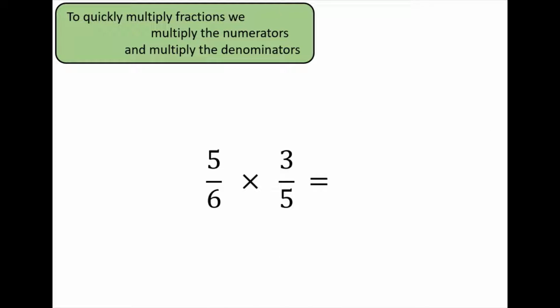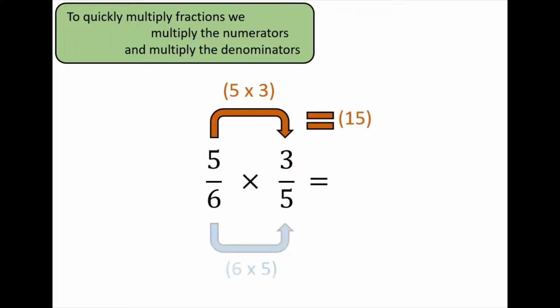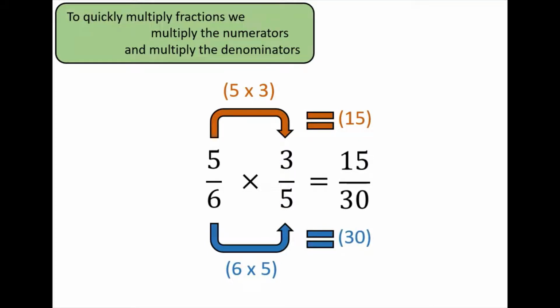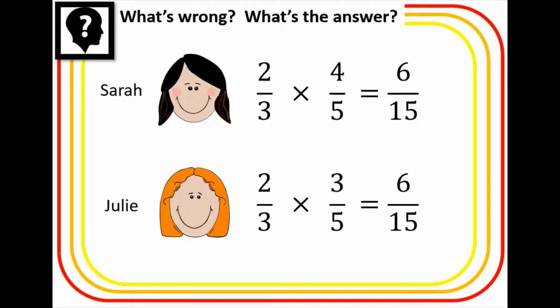5/6 times 3/5 is going to give us, we're going to multiply the numerators, 5 times 3 to get 15, and we're going to multiply 6 times 5 to get 30. Do we recognise anything about 15 and 30? I can recognise that 30 is double 15, and 15 is half of 30, so that means it's going to equal a half. So who's wrong and can they improve their answer, and what is the answer?